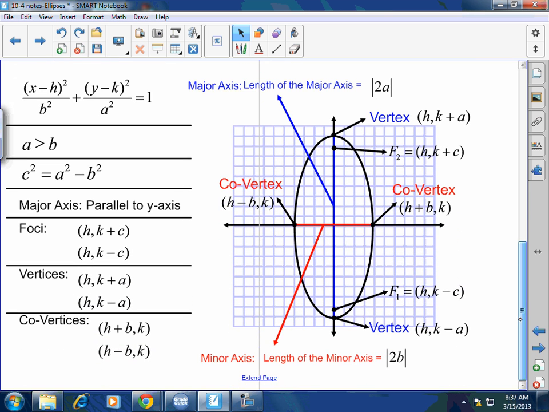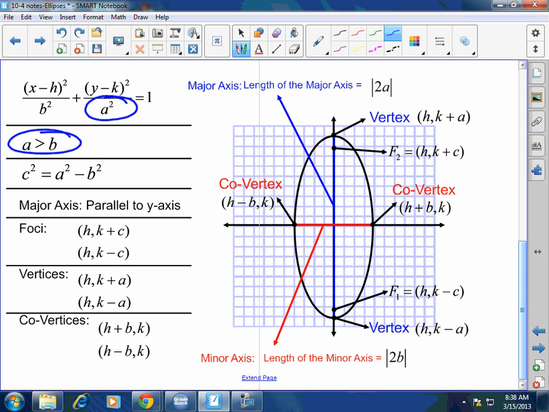Now let's check it out, guys. When I have the major axis being on the y-axis, check it out. Now you have x minus h squared over b squared plus y minus k squared over a squared. A is still greater than b. So when the denominator is larger under the y squared value, you have a major axis that is on or parallel to the y-axis. You guys with me? You sure? Okay.